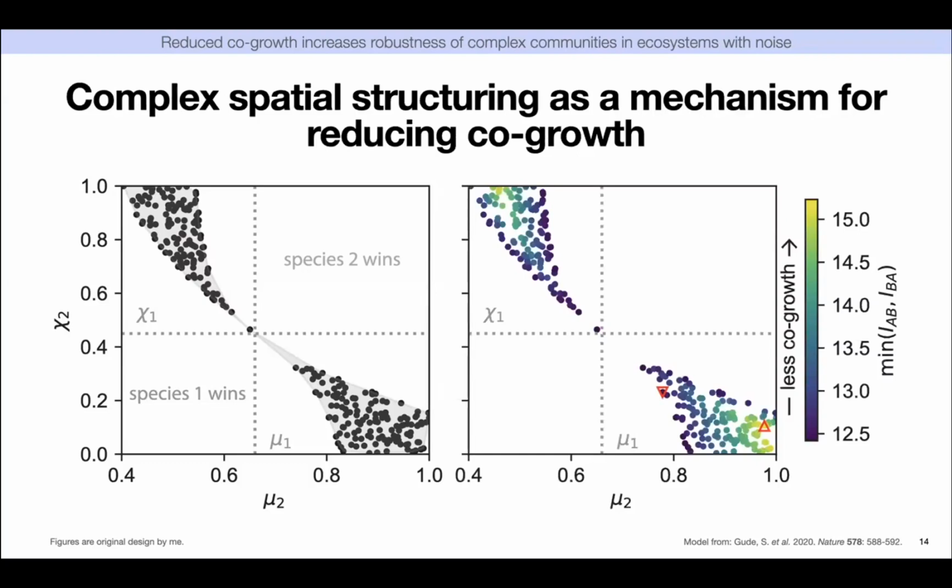If we think, however, from this perspective of co-growth, we can look at how co-growth changes as a function of these parameters. So when we're in the interior of these coexistence regions, we have less co-growth, the lighter colors. When you're approaching that boundary, you start to have more co-growth, the darker colors.